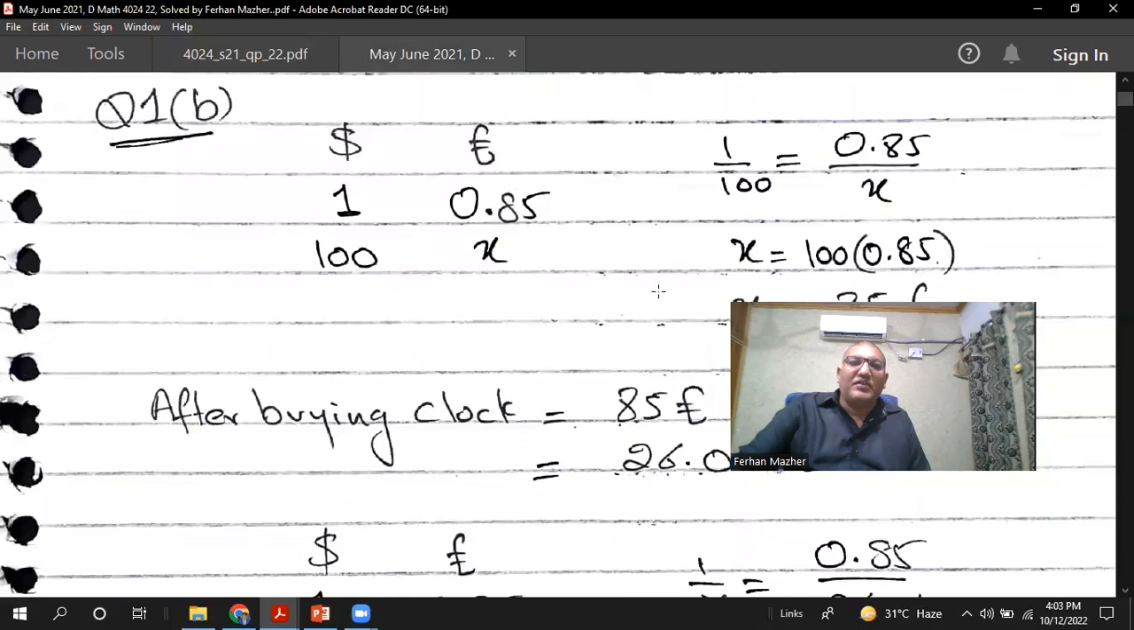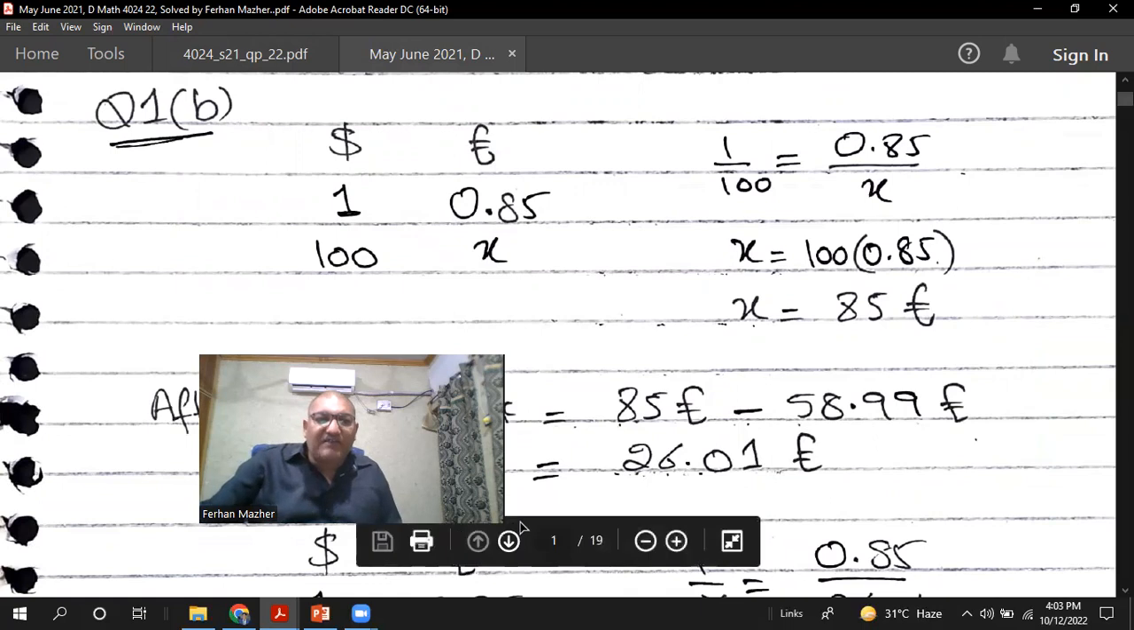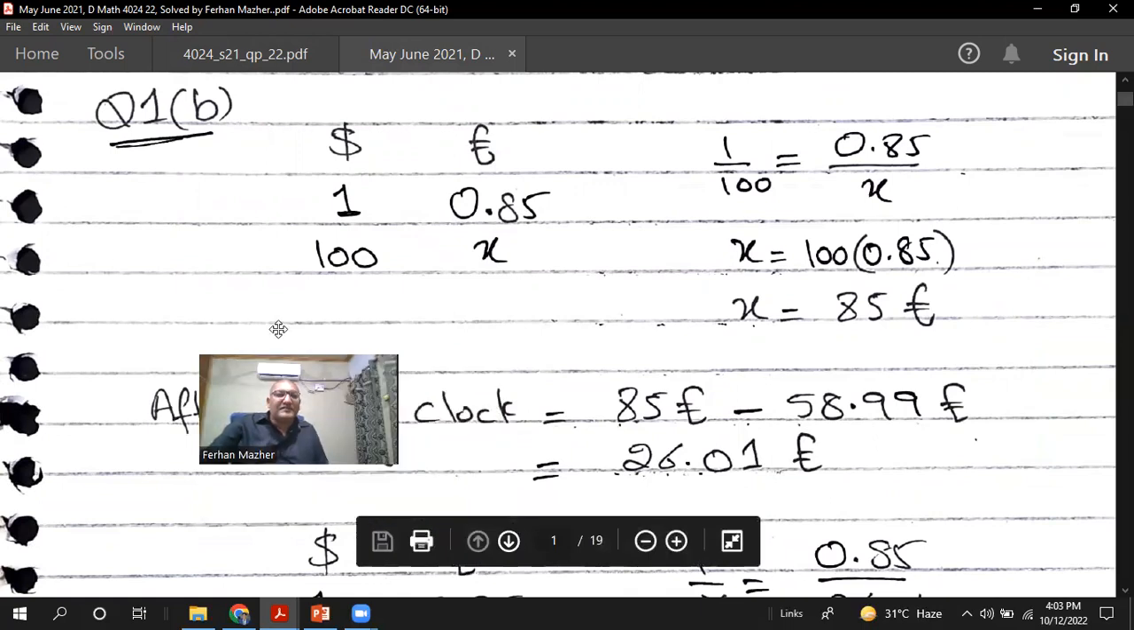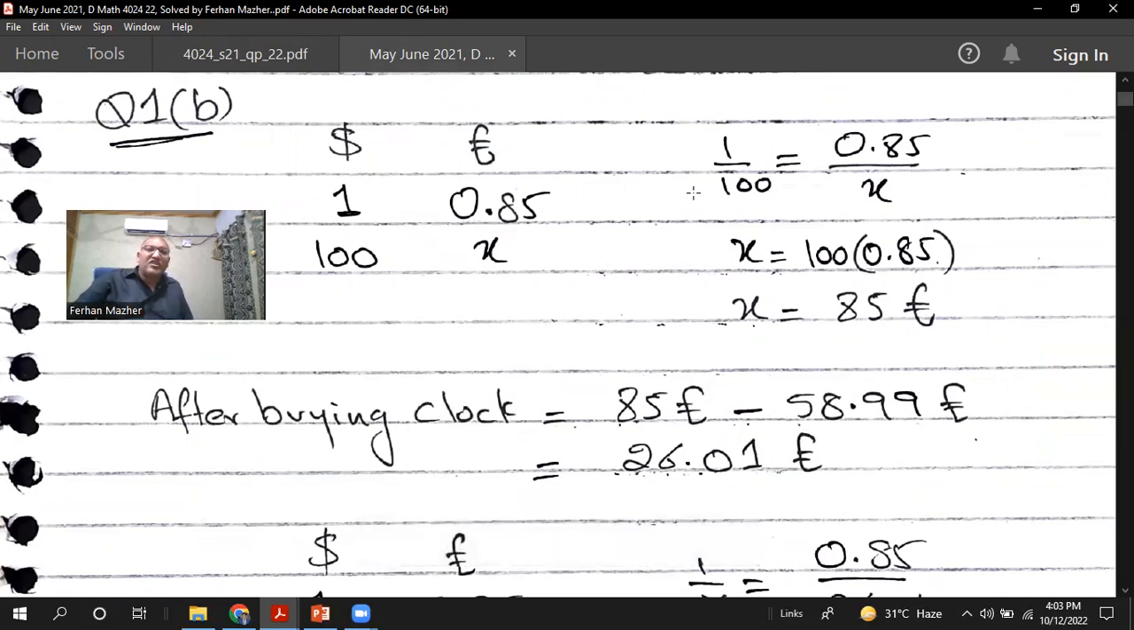So here we go. First of all, dollars and euros: $1 means 0.85 euros. $100 means how much? So it will be 1 by 100 equals 0.85 by x. Cross multiply, so x will be 100 multiplied by 0.85, and x equals 85 euros. After buying the clock, the remaining money will be 85 euros minus 58.99 euros. So the remaining money will be 26.01 euros.